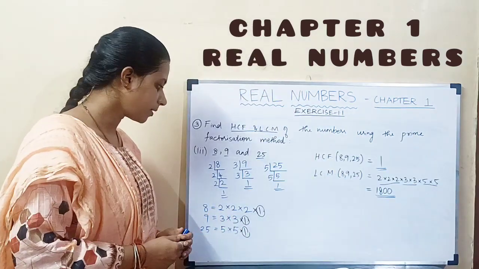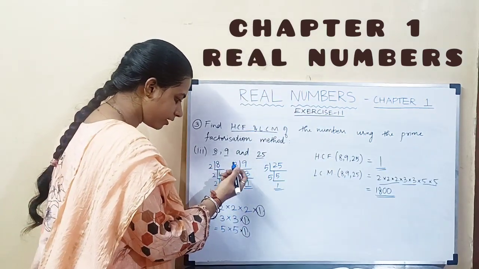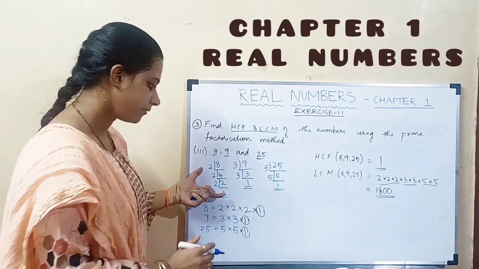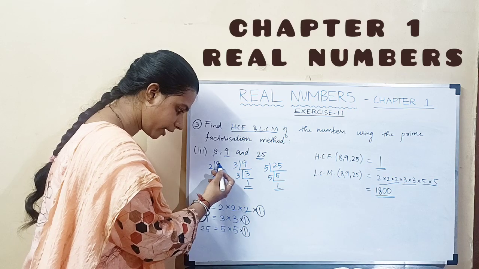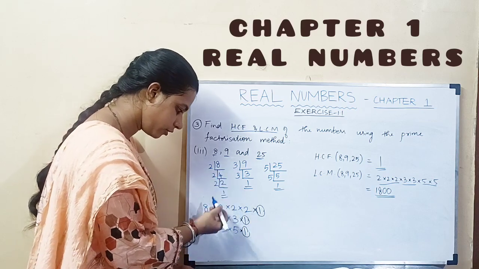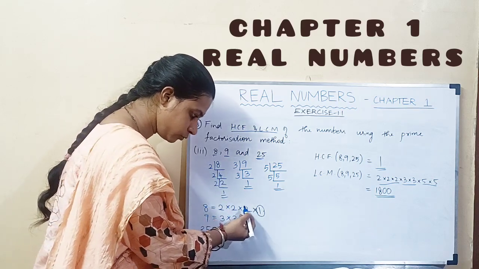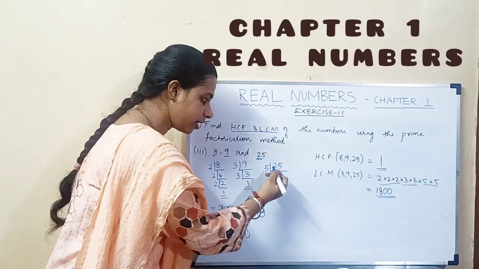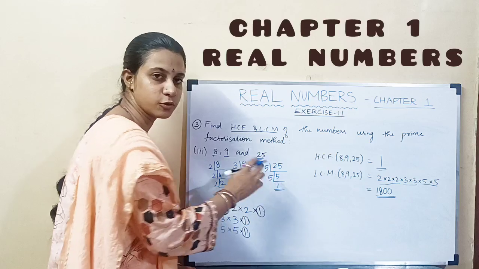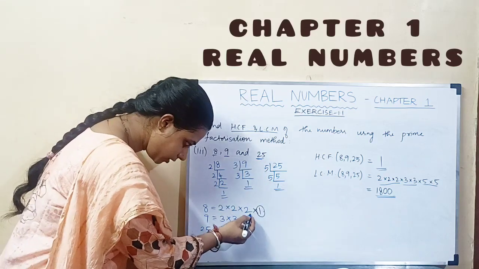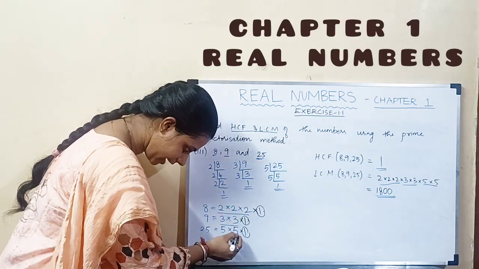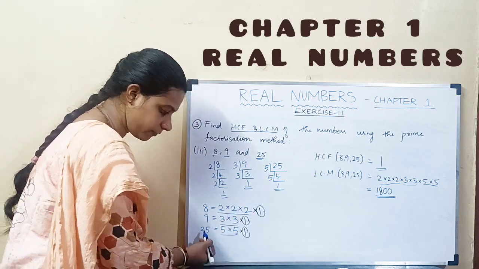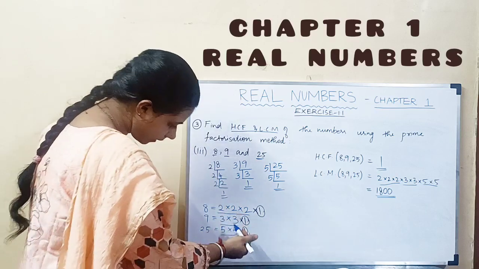Now let's solve the third subdivision of this question where the numbers are given like 8, 9 and 25. Now let's prime factorize it. 8 will be 2 into 4, 8 and 4 will be 2 into 2, 4. So 8 is equal to 2 into 2 into 2. Now for 9 it is directly 3 into 3 and for 25 it is 5 into 5. Now we will list out the prime factors here, like 8 is equal to 2 into 2 into 2, 9 is equal to 3 into 3 and 25 is 5 into 5.